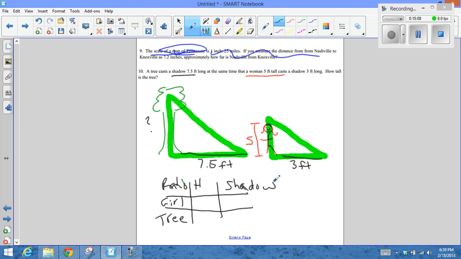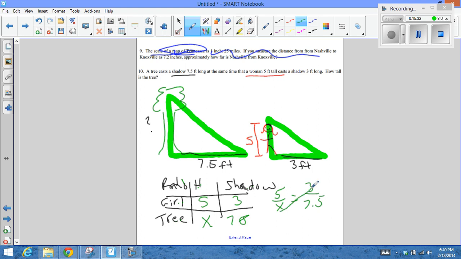All right. So now let's fill in our stuff. The girl's height is 5. The tree's height is x because we don't know. The girl's shadow is 3, and the tree's shadow is 7.5. And now we can write our proportion. 5 over x is equal to 3 over 7.5.